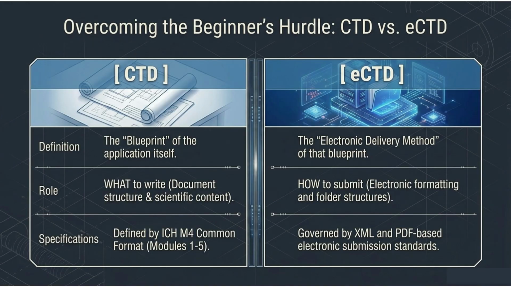Slide 12. CTD versus eCTD. A common beginner's hurdle is confusing CTD with eCTD. CTD is the blueprint of the application itself. It defines what to write, the document structure and scientific content governed by the ICH M4 format. eCTD, on the other hand, is the electronic delivery method of that blueprint. It dictates how to submit using XML and PDF-based electronic submission standards.